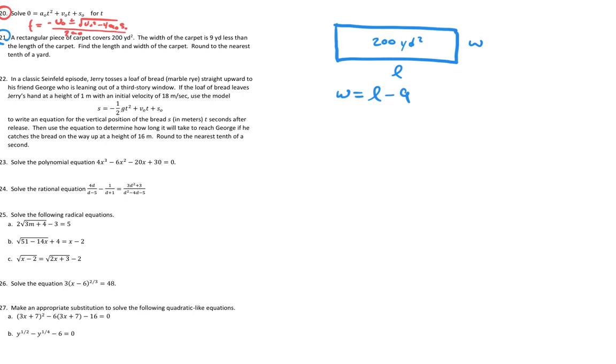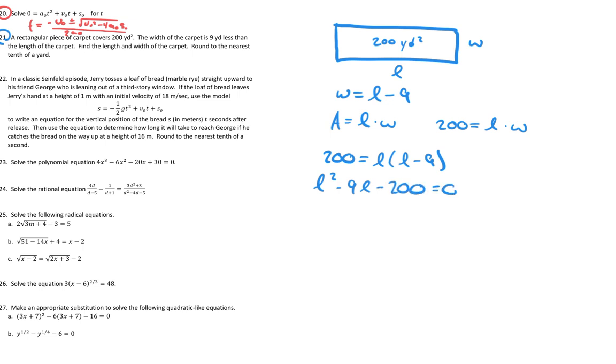From area, which is just area equals L times W, so 200 equals L times W. Now we can take this W here and substitute it right there. So we end up with 200 equals L times (L minus 9). Now we solve this, and we get L squared minus 9L minus 200 equals 0.